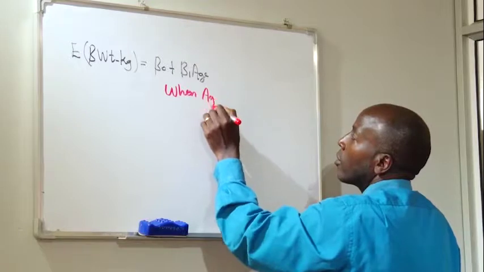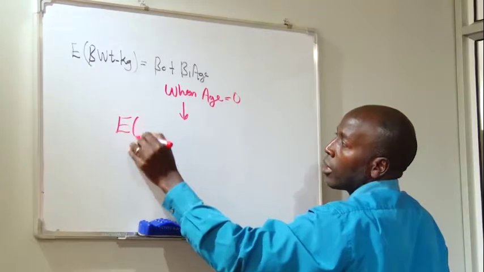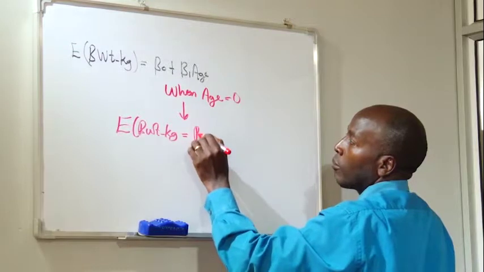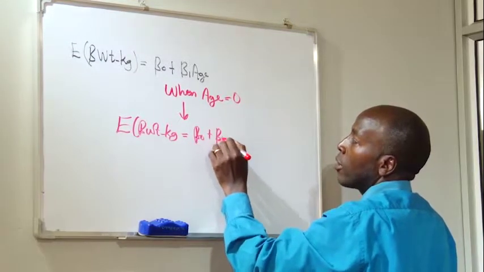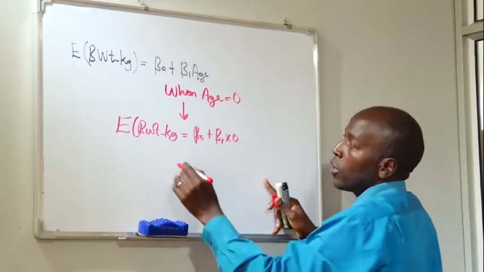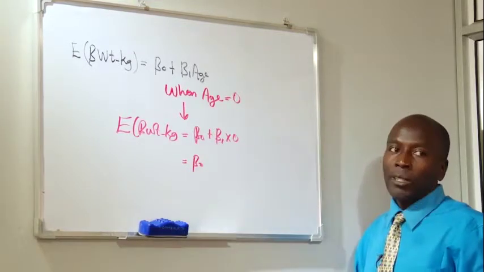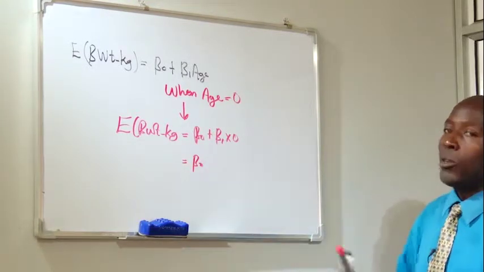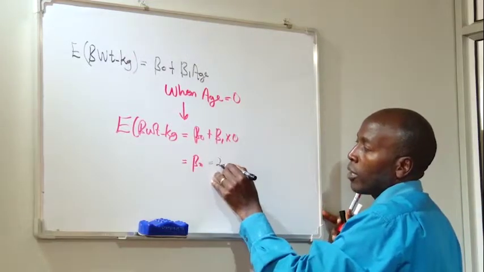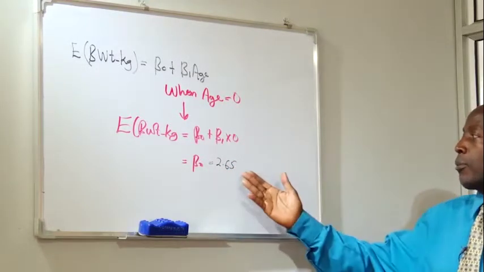When the age is 0, this model reduces to expected baby weight in kilograms equal to beta naught plus beta 1 times 0. Any number times 0 is what? 0. So this model becomes only beta naught. Okay? So now beta naught there is 2.65 something. Now, how do you mathematically interpret this?